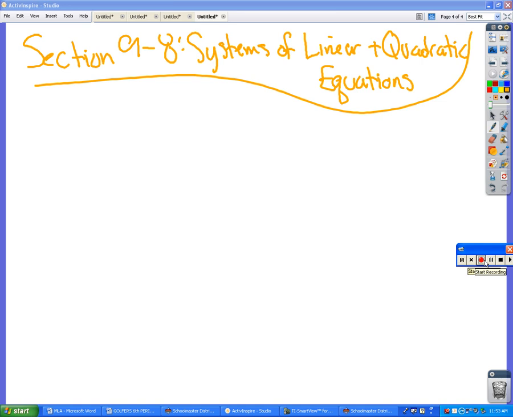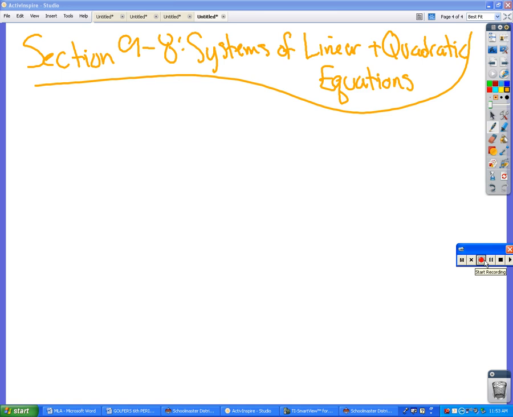All right, so the last thing we're going to do, Marcus and Francis and Paige and Reed, still waiting for Francis, is we're going to solve a system of linear and quadratic equations, okay?